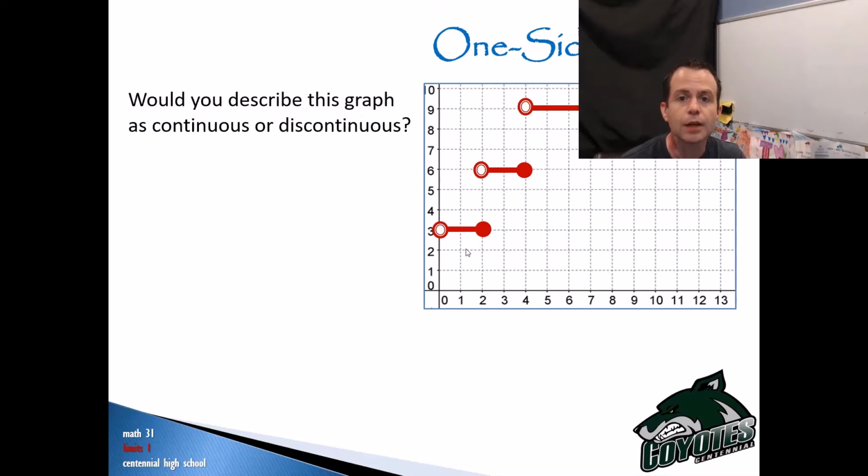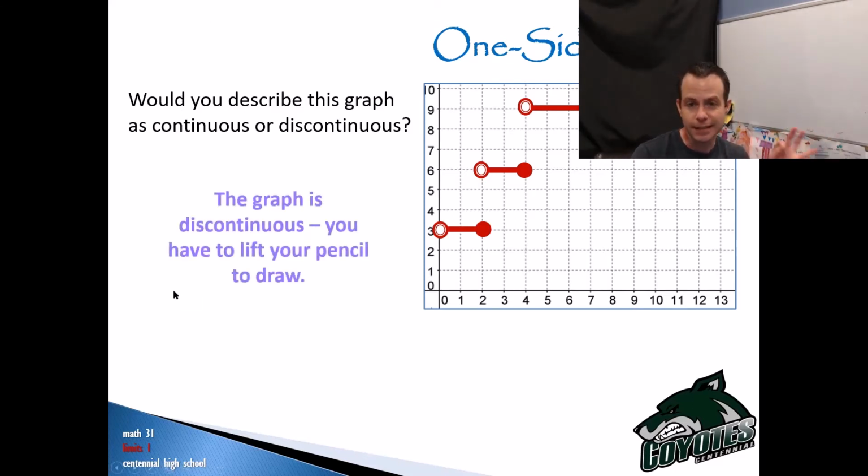Would you describe this graph as continuous or discontinuous? Let me remind you of the definition. This is not a calculus definition, but essentially, continuous means you can draw the whole thing without lifting your pencil. You cannot draw the whole thing without lifting your pencil here. There is discontinuity in this graph, so it is discontinuous. You have to lift your pencil to draw it.